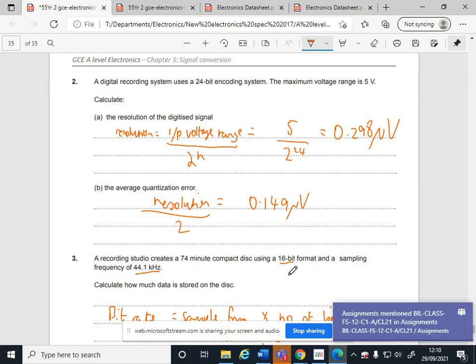Okay. Right, so we'll leave that one there. That is all of signal conversion done.